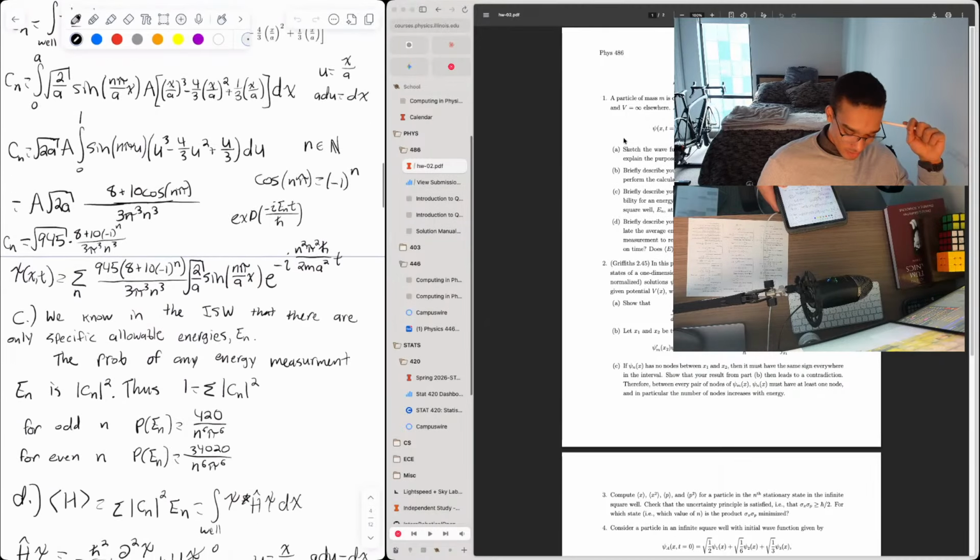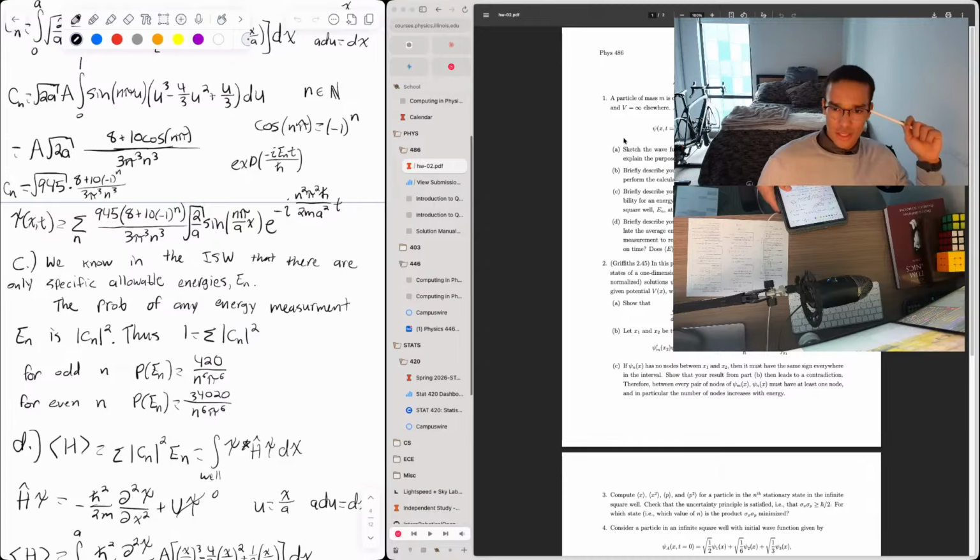Oh, this is the part that I said. I'm on C. That's why. Yes, there's only E of n. The probability of an energy measurement is 1, which equals a summation of C of n squared.